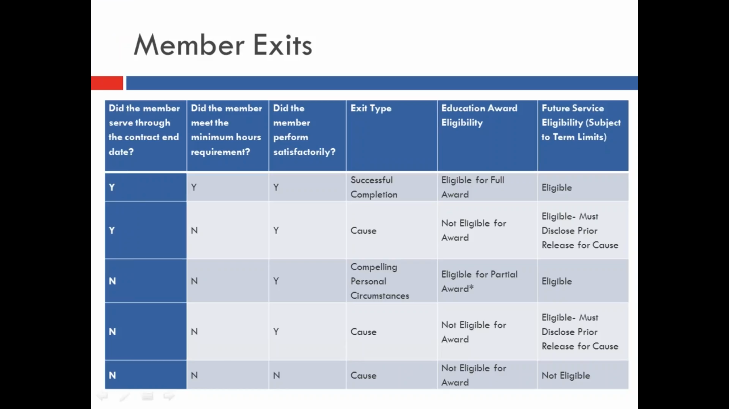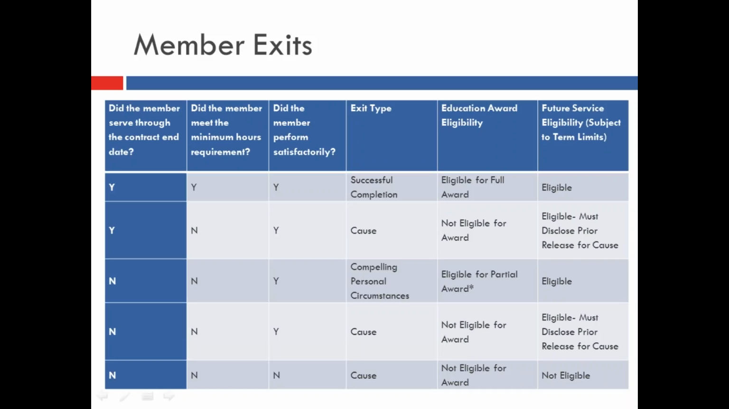So the types of member exits, going back to that, at the top row here we have our member who's successfully completed. In the column you'll see a series of questions that help us determine what type of exit this will be. If a member successfully completes, they obviously have to serve through their contract end date. They have to meet all of the hours requirements that are detailed in their member agreement, and they must perform satisfactorily. That allows them to successfully complete, get their full ed award, and be eligible for future terms of service.